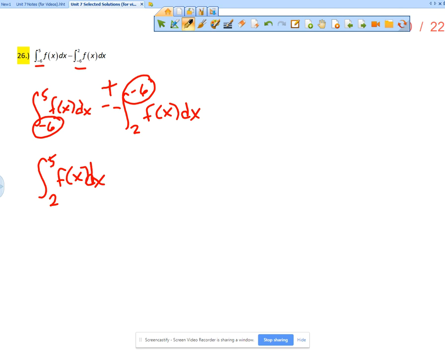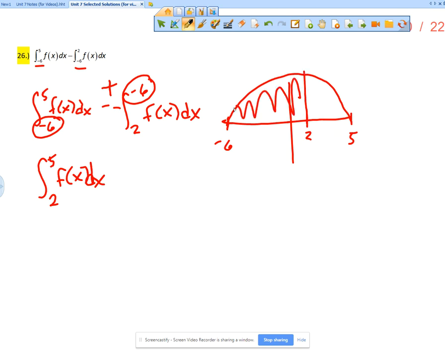Now, another way is to think, if I had a graph, here's -6, here's 5, and obviously 2 is somewhere in here. If I took the entire integral from -6 to 5 and I subtracted off the value from -6 to 2, then doesn't it make sense that I get the integral from 2 to 5? If I took the whole area and I subtracted off this area, isn't it true that I would be left with that area on the right, which is the integral from 2 to 5? So that's just another way to think about it, but either way, I get that value.